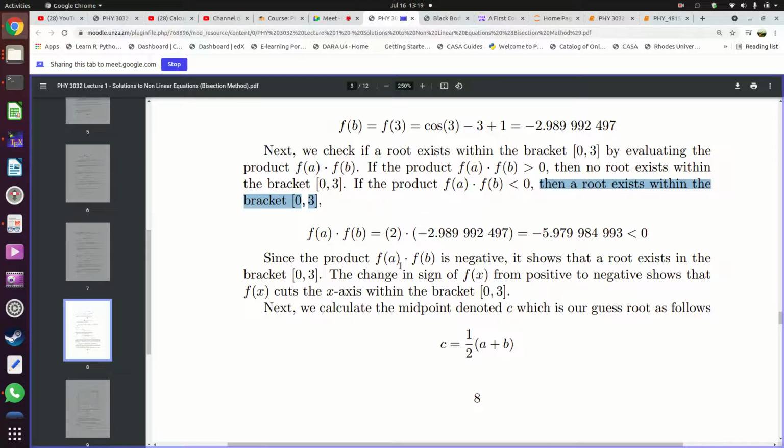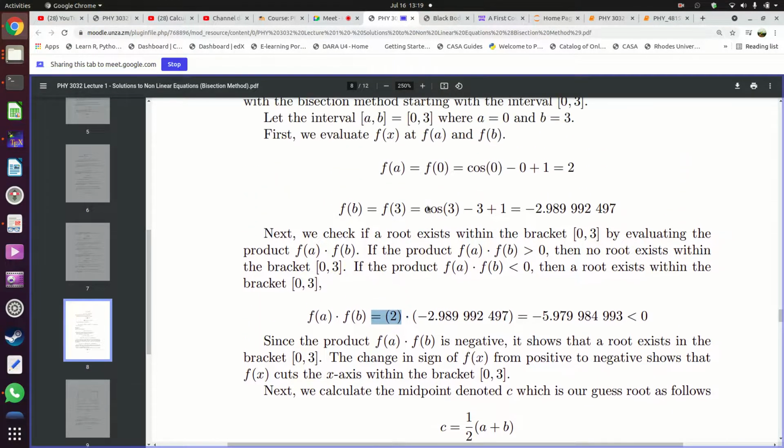Like that. So when you multiply f of a times f of b, for f of a we have 2. That's what you have when we worked it out here. The value of f of a is 2. Then the value of f of b is, this is what you have there, minus 2.989992497. So you've got 2 multiplied by this number here. You've got a positive number multiplied by a negative number. When you do that, you're going to get minus 5.979984993. This is a negative number.